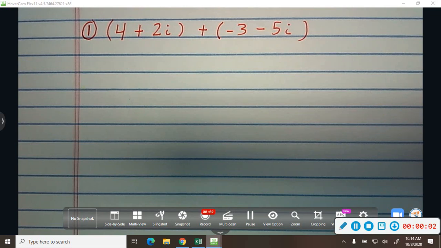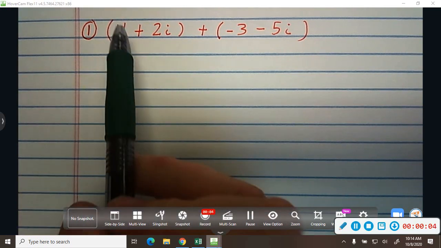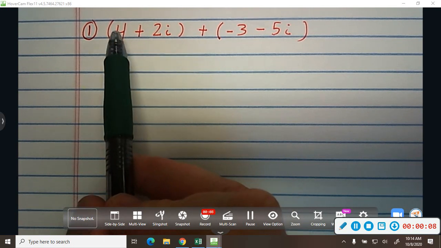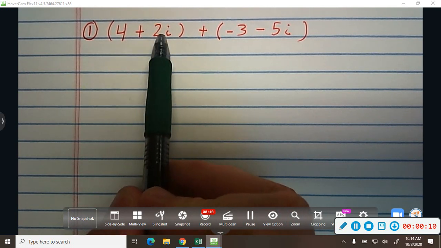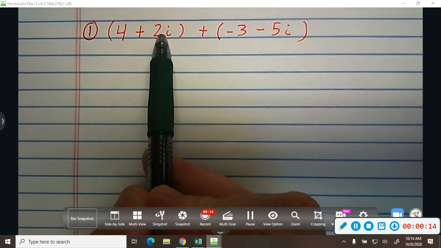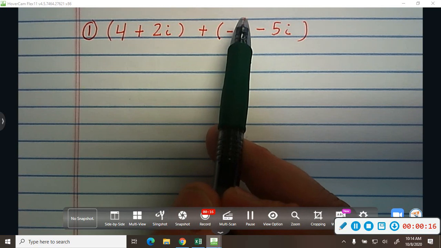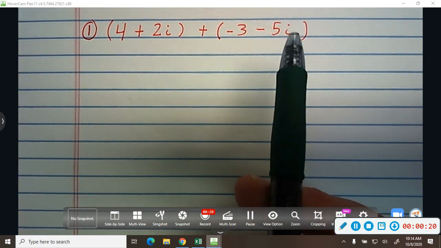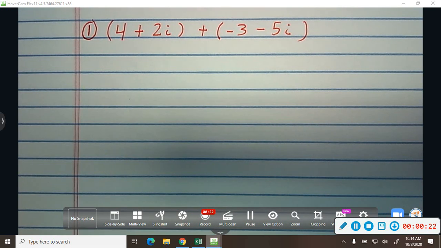So on number 1, we have this complex number. We know it's complex because it's written in the form real plus imaginary. And we're going to add that to another complex number, which again is real plus imaginary. So when you're adding these together, you need to combine the real parts and combine the imaginary parts.